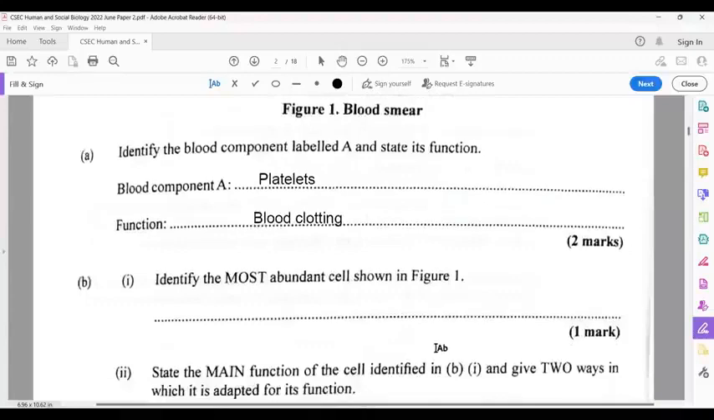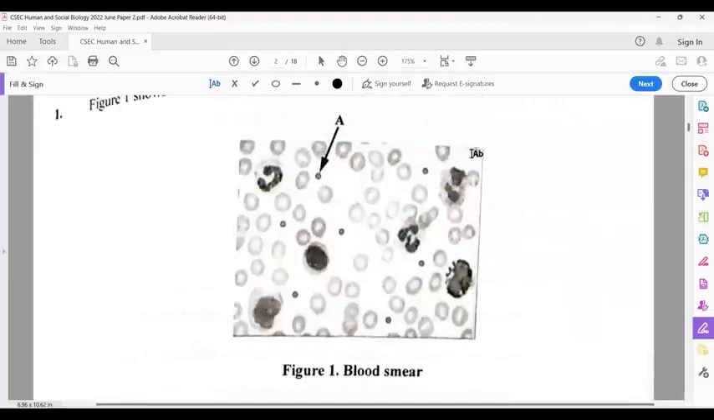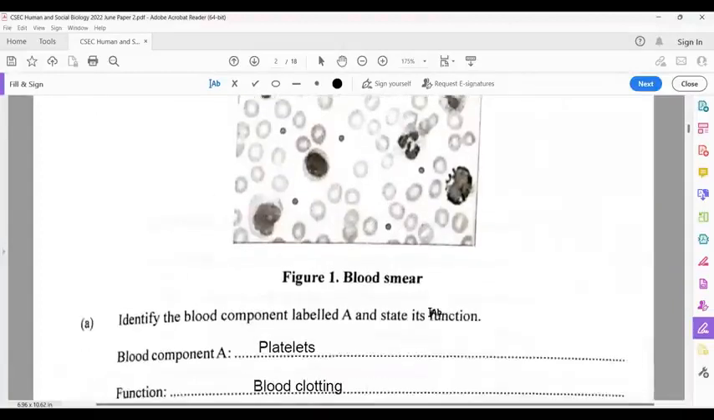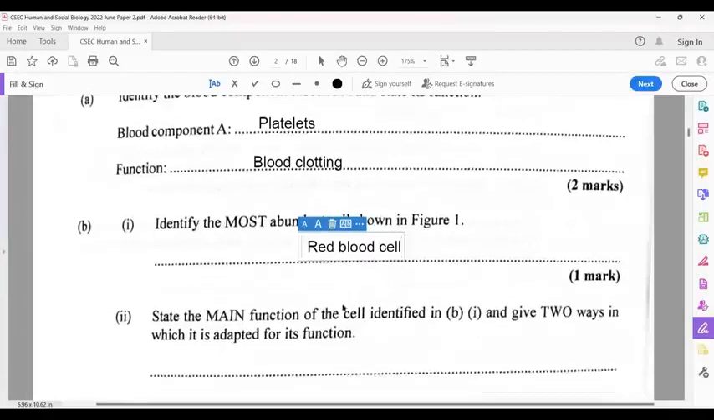Identify the most abundant cell shown in figure 1. Well, the most abundant cell, and you don't really need to count, it should be kind of obvious. Just looking at it, you will see it as red blood cells. So the most abundant cell is red blood cells. You don't need to write a sentence. They said identify, so just say the 3 words and move on.